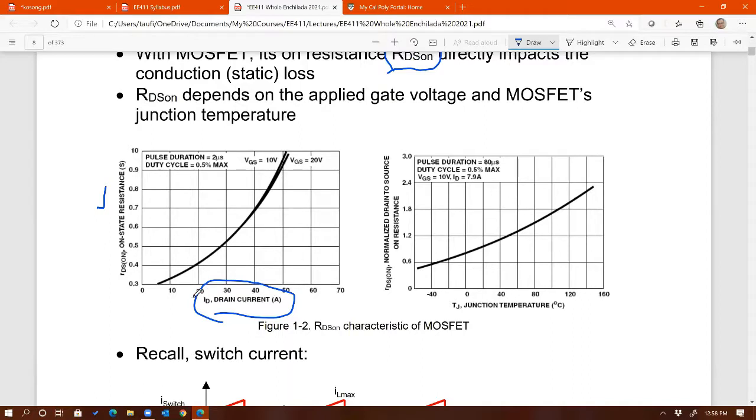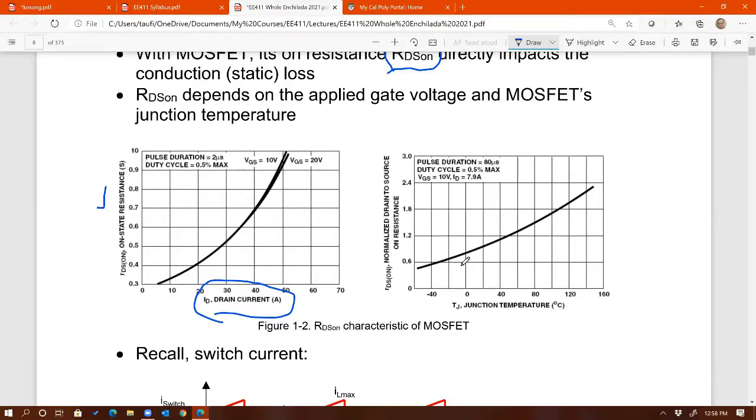And look at the current too. This is not a small current. This is why it's called power electronics, because we're dealing with amps, not milliamps. 10 amps, 20 amps, 30 amps, 40 amps, all the way up to somewhere around 55 amps. And then RDS(on) is also a function of temperature, junction temperature. This is something that we don't cover in this class.